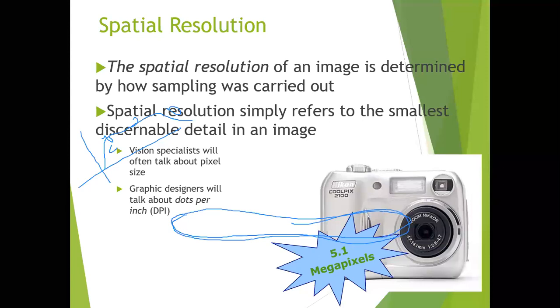So there will be two types of resolutions. One is spatial resolution, which is determined by how sampling was carried out. So how exactly can we determine the smallest discriminable details in an image?